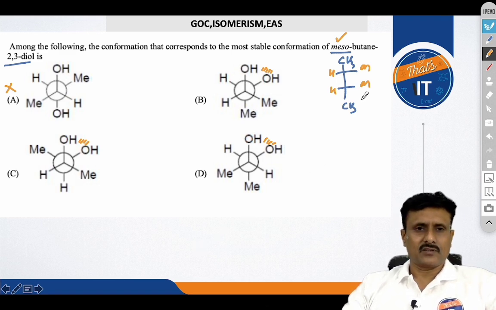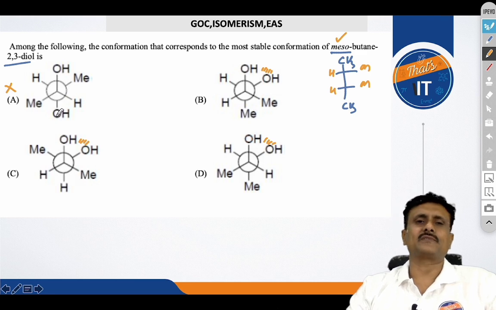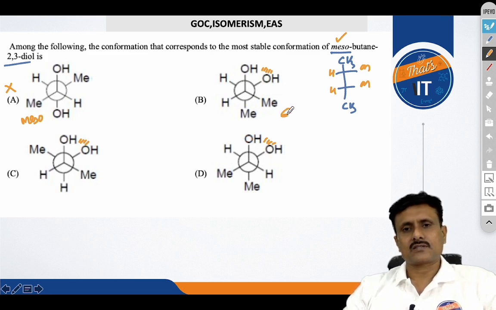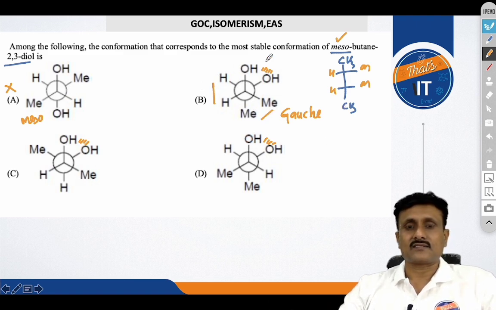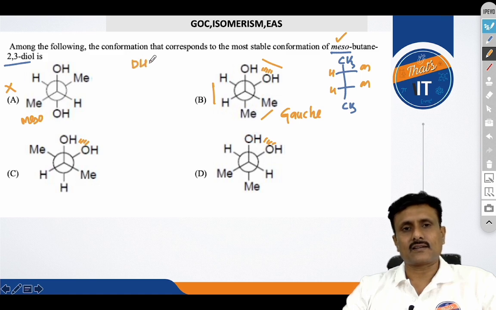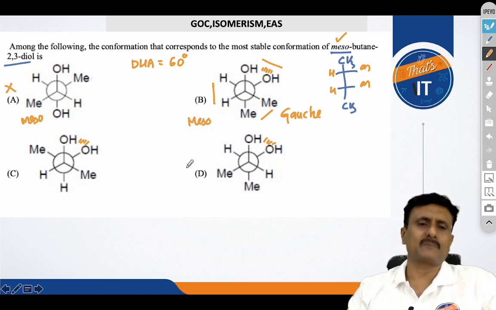Now when I take meso, alright, so this is meso, right? All groups are on the same side or all groups are on the opposite side. Now you can see that this is also meso, makes sense. And this is the Gauche conformational isomer of the same, where the dihedral angle is 60 degrees. So this is also the meso compound. First of all, you need to identify what is meso. So this is the Gauche conformer of meso.